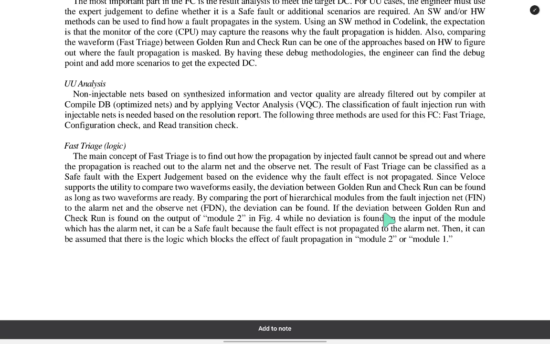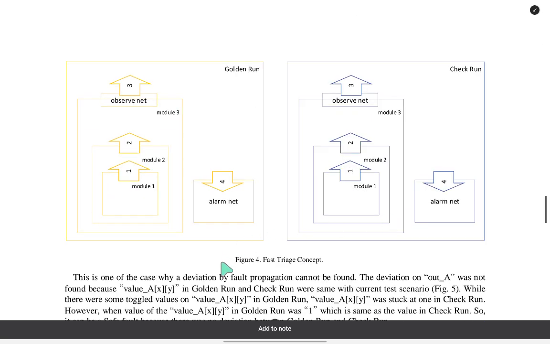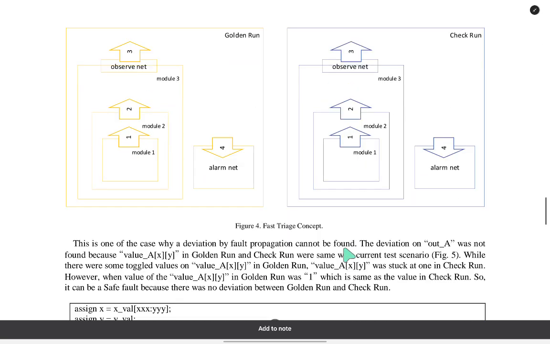If the deviation between the golden run and the check run is found in the output of module 2 in figure 4, while no deviation is found at the input of the module which has the alarm net, it can be a safe fault because the fault effect is not propagated to the alarm net. Then it can be assumed that there is logic that blocks the fault propagation in module 2 or module 1. Like this, figure 4 is the fast triage concept.